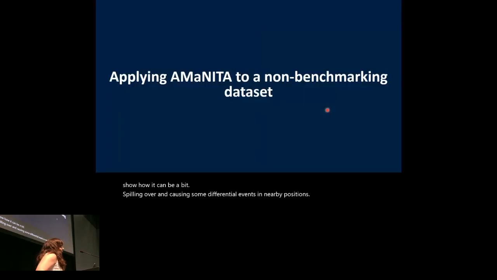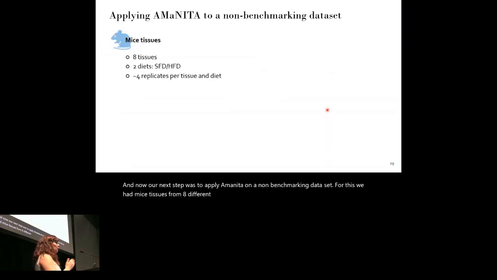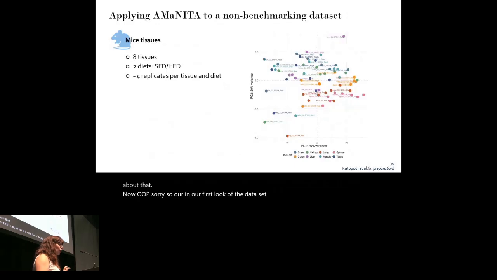And our next step was to apply AMaNITA on a non-benchmarking data set. For this, we had mice tissues from 8 different tissues and across 2 diets. In this experiment, we wanted to check whether the tRNAome, the tRNA population, changes between tissues, but also between diets. We had approximately 4 replicas per tissue and diet, so statisticians should be happy about that. Now, in our first look at the dataset, it looks like our data mostly segregates based on tissue.